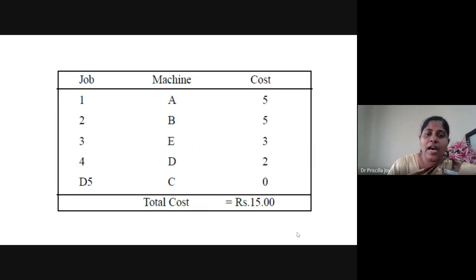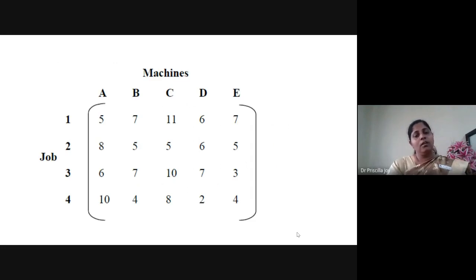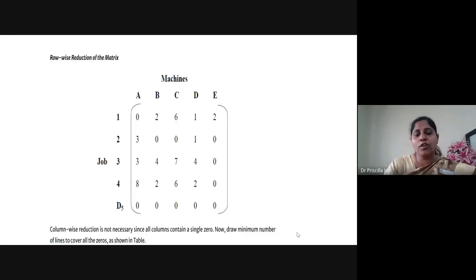So when we get a matrix that is unbalanced, we are supposed to balance it by adding a dummy row or a dummy column. Here only 4 rows are there, so we will add a dummy row. After adding the dummy row, we check with the row-wise reduction. But column-wise reduction is not needed because we have added a dummy row and already have one 0 in each and every column. So we are not supposed to do the column-wise reduction when we add a dummy row.